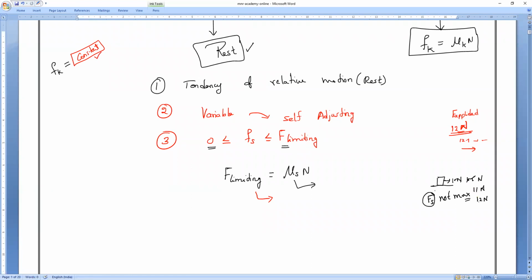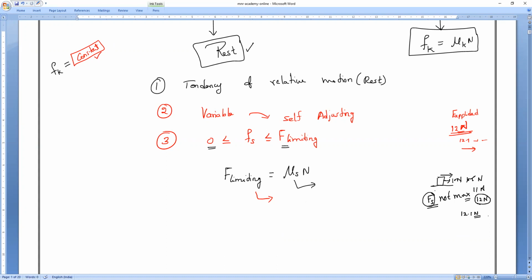At 12 newtons also, no motion, so the applied force is equal to the static friction. The body remains in a state of rest. If I cross, for example, 12.1 newtons, do you understand, all of you? Then the body will start moving. Means 12 newtons is the maximum friction possessed by the body. That is, it's ready to move.